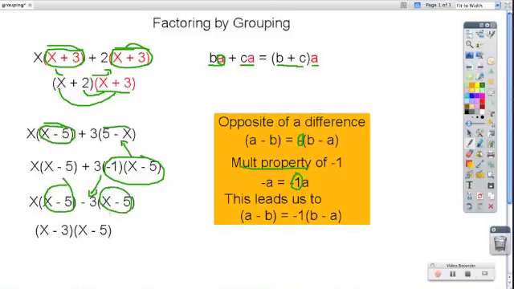This is the A part of my distributive property. It goes on the outside. And what are we multiplying by? We're multiplying x minus 5 times x and x minus 5 times 3. That is the way we factor by grouping.